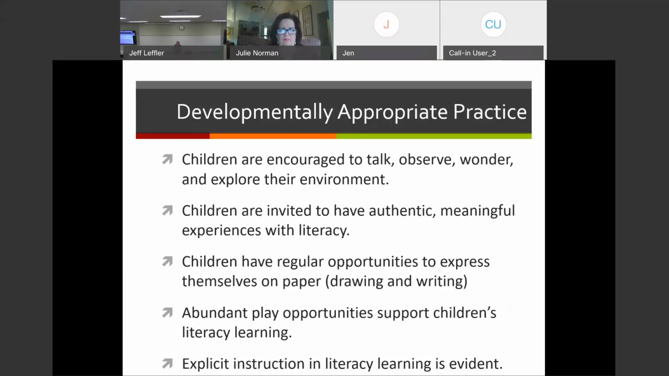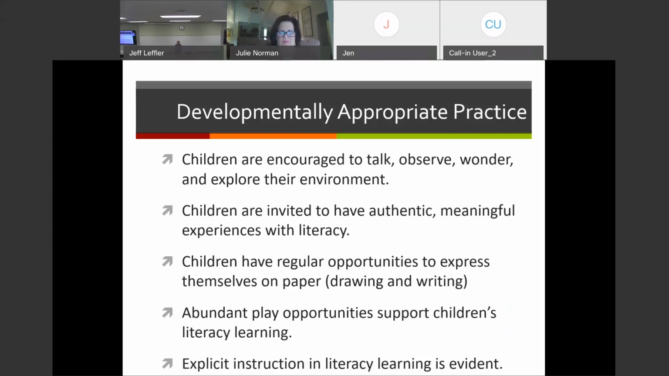Now, I'm not saying don't send your child to pre-K, because certainly there's a lot of evidence that there's some really powerful and wonderful things that can happen at pre-K, but you guys have more power, and I want you to remember that. The other thing is that children in a developmentally appropriate setting have regular opportunities to express themselves on paper through drawing and writing.